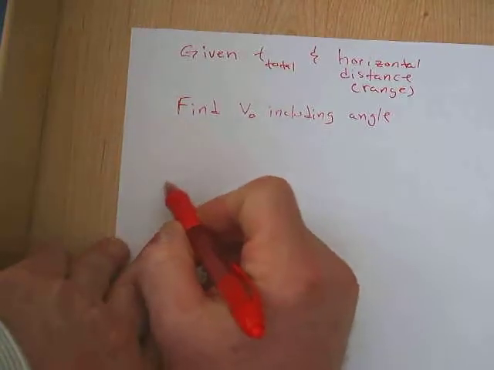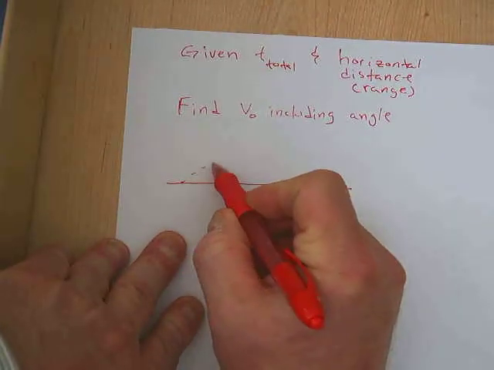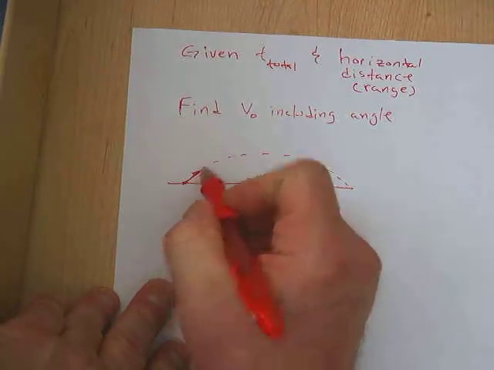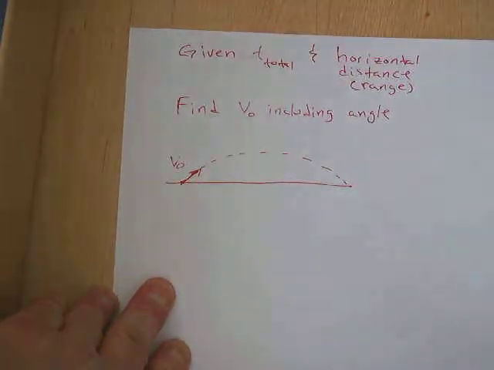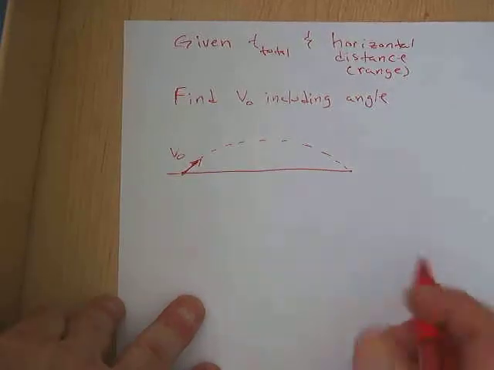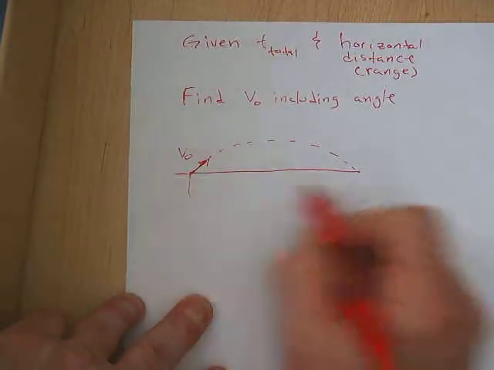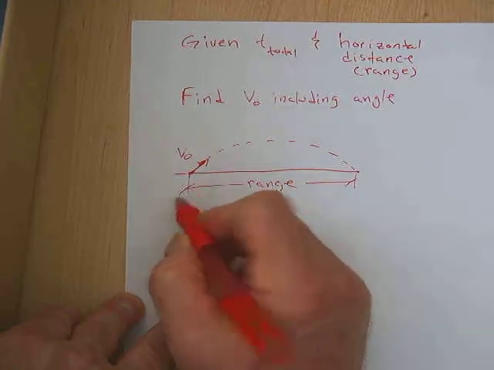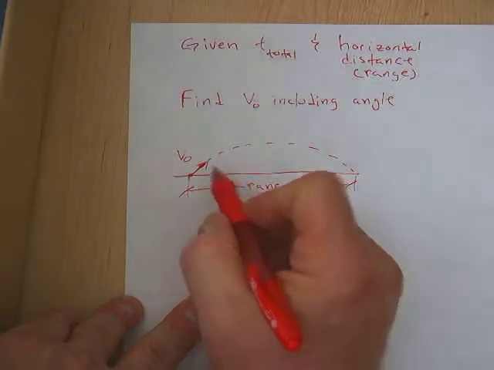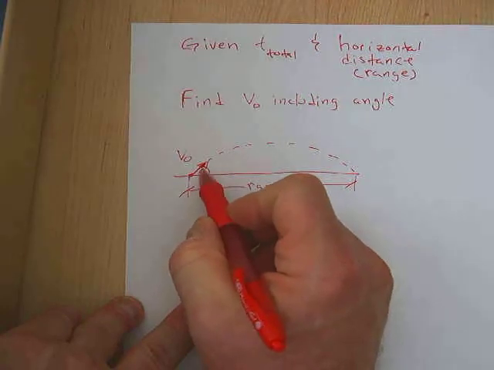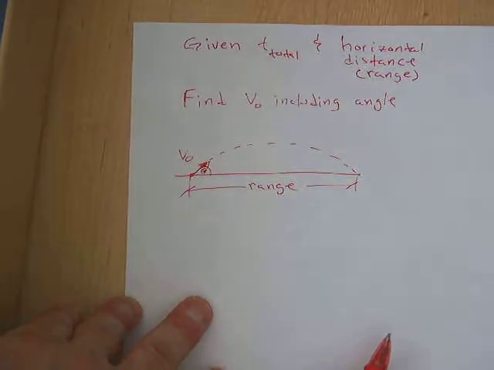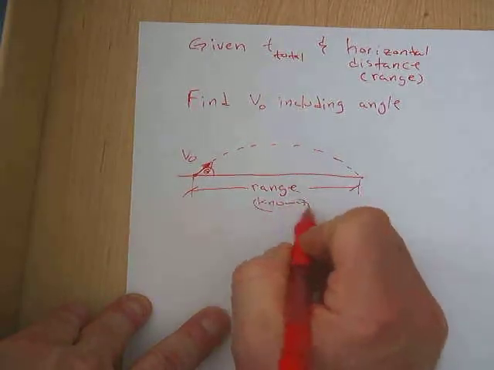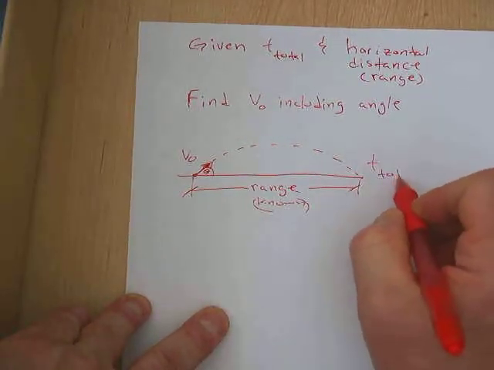So a little sketch would look something like this. Now, one of the assumptions we're making is that it left our hand at ground level, so there's a little bit of error there we'll have to deal with. There's our range, the distance the ball flew. There's our angle theta. And we also know T total.